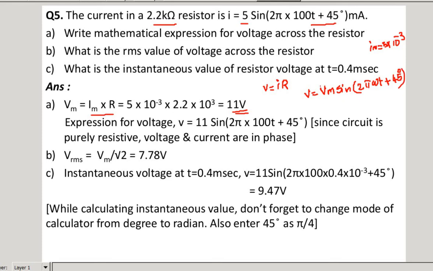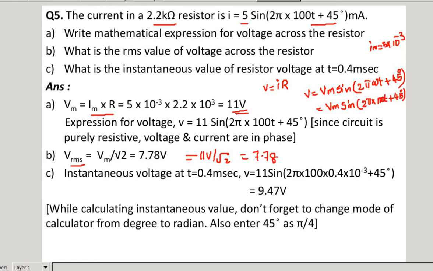So, V will be equal to Vm into sine of 2 pi 100 t plus 45 degree, because this is a purely resistive circuit, hence voltage and current should be in phase. Here omega t is given in the question as 2 pi 100 t. So, that is the expression for voltage. Now what is Vrms? We know that Vrms is equal to Vm by root 2. 11 volt divided by root 2 will give you 7.78 volt.